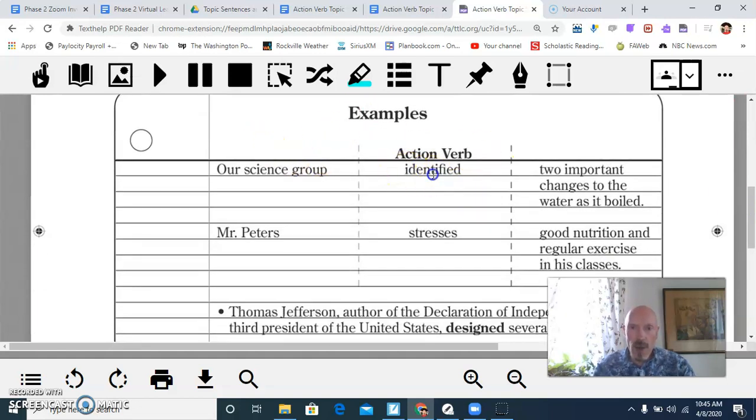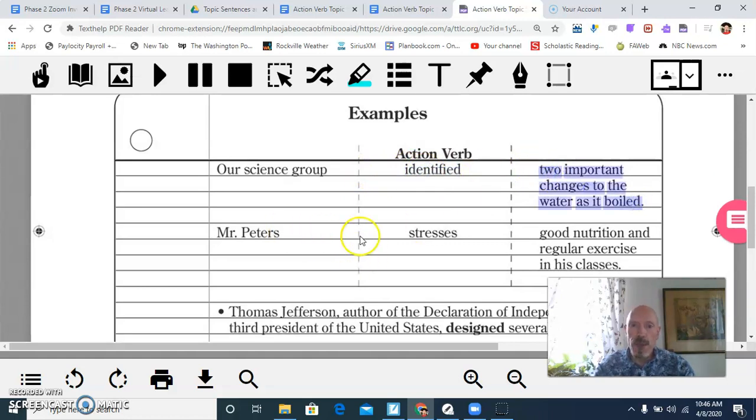Here they start off with identified, and then what was their topic? Our science group. And what did they do? They identified and they finished it: 2 important changes to water as it boiled. Okay, so we have a topic, an action verb. Notice there's no is or was, there's no ing, there's no has or have. It's just one action. And then we have a finish.